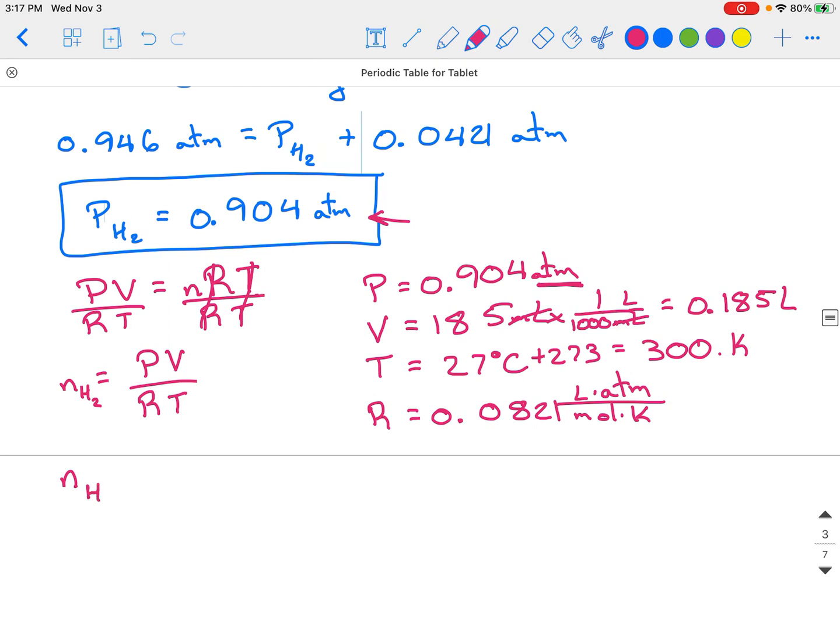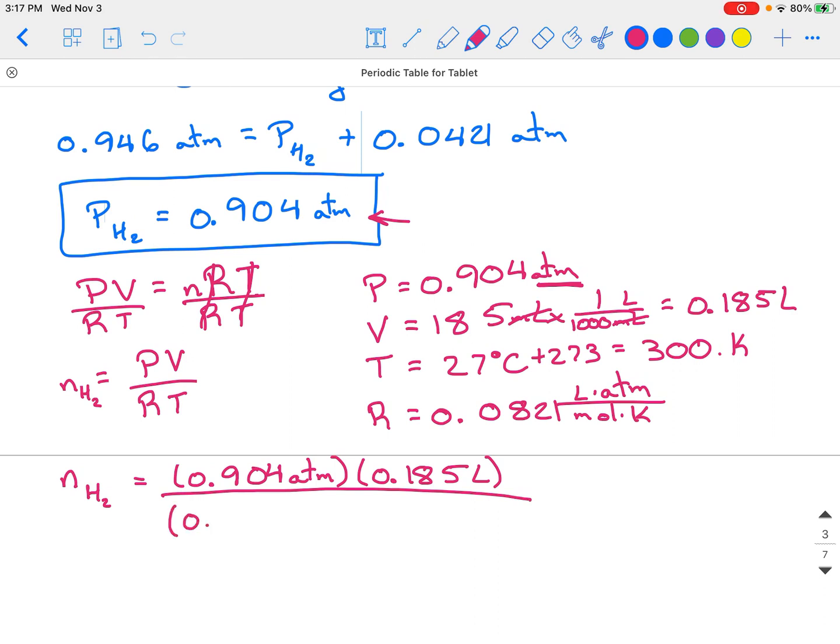Now I can plug in for the number of moles. N of H2 is going to be equal to 0.904 atmospheres, the partial pressure of the H2, times our 0.185 liters, all divided by our R, 0.0821 liters atmosphere per mole Kelvin, times our 300 Kelvin.